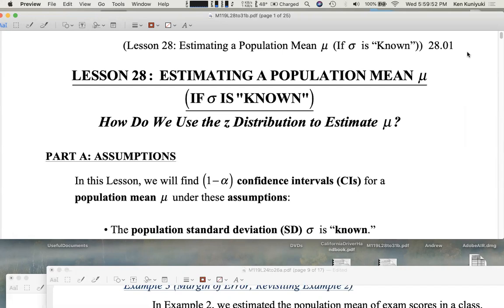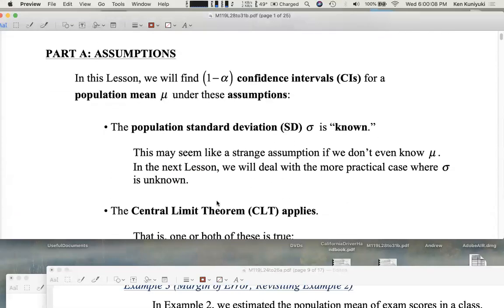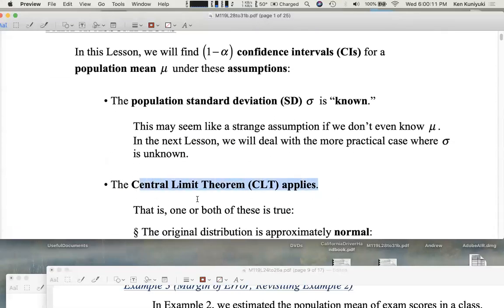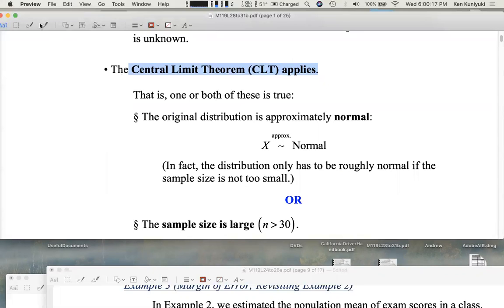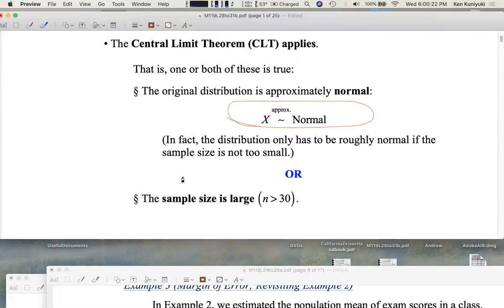Okay, so back to lesson 28, estimating a population mean mu in case sigma, the population standard deviation, is assumed known. Again, that might seem like a strange assumption, but let's start with that. And furthermore, we're going to assume that the central limit theorem applies. So make sure that the CLT applies if we're applying these methods, meaning that either the Big Daddy distribution is normal or the sample size is large enough, bigger than 30, say.